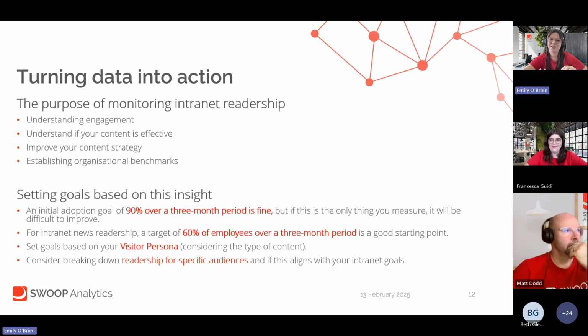But then breaking down the readership into more specific categories. So even just starting with breaking down that readership to look at content pages versus news pages, and also seeing what is resonating more with your employees. And referring back to the insight, the data shows that while 87% of intranet visitors read content pages, we've got only 60% that are reading news pages. So that may indicate that news articles require a little bit more strategic planning as well.